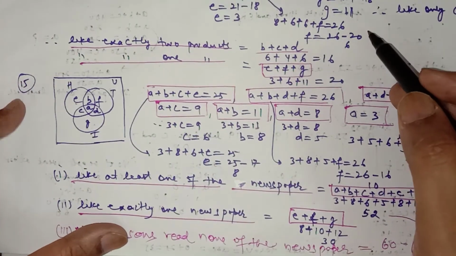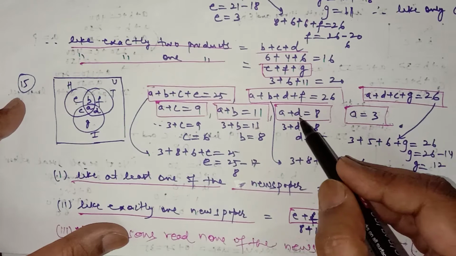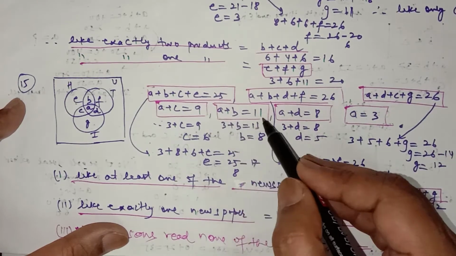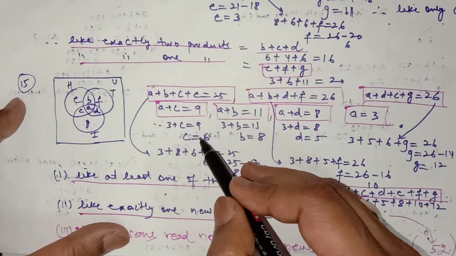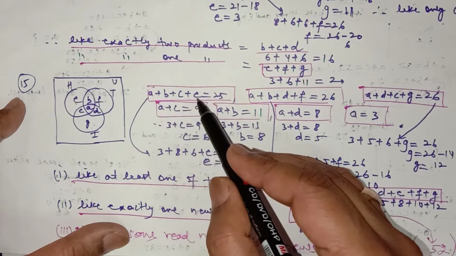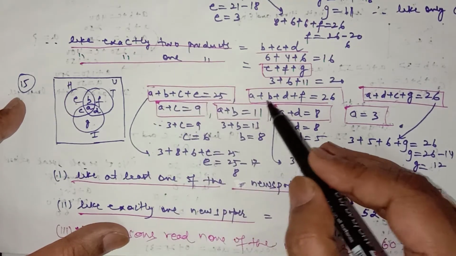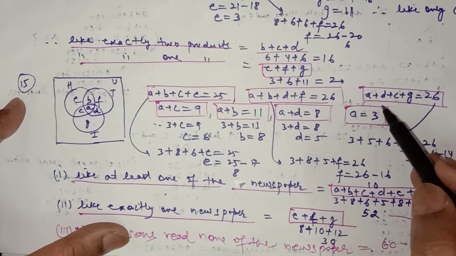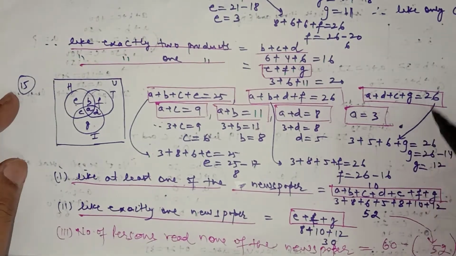Now as we have done in question number 16, put the value of A here, you will get D; put the value of A here, you will get B; put the value of A here, you will get C. When you put the values of A, B, C here, you will get the value of E. When you replace A, B, D here, you will get the value of F. When you replace A, D, C here, you will get the value of G.